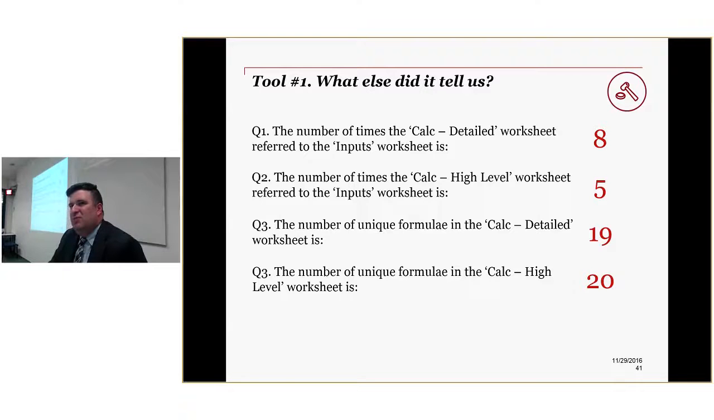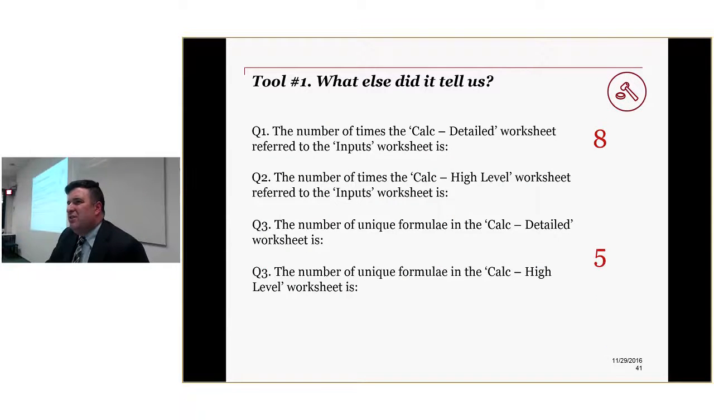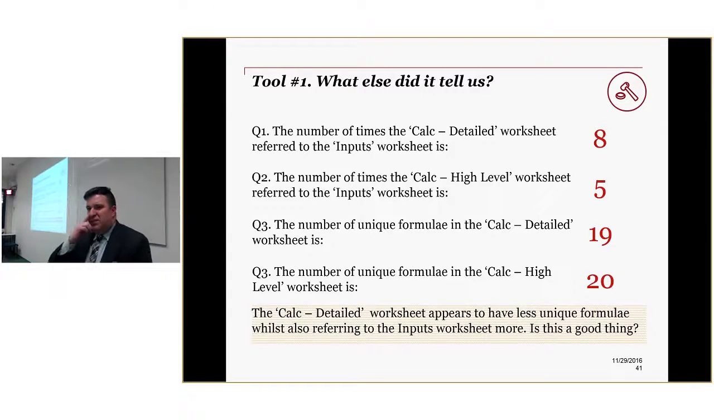So between the 2 sheets, and I'll go back and show you, we've got 20 unique formulae in the high level, and it pulls 5 times from the inputs. We've got 19, so fewer formulae in that model, but it refers to the detailed sheet 8 times. So really the way it's structured is impacting what we can do. Which sheet do you think is the best one? Detailed. Yep. There's several reasons why. So the calc detailed appears to have fewer unique formula, and it's also referring to the input sheet more times. You think that's a good thing? Absolutely, I agree with you.